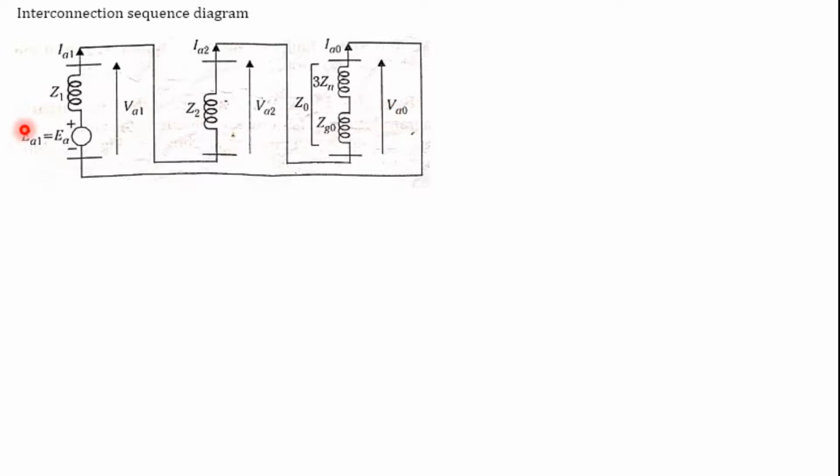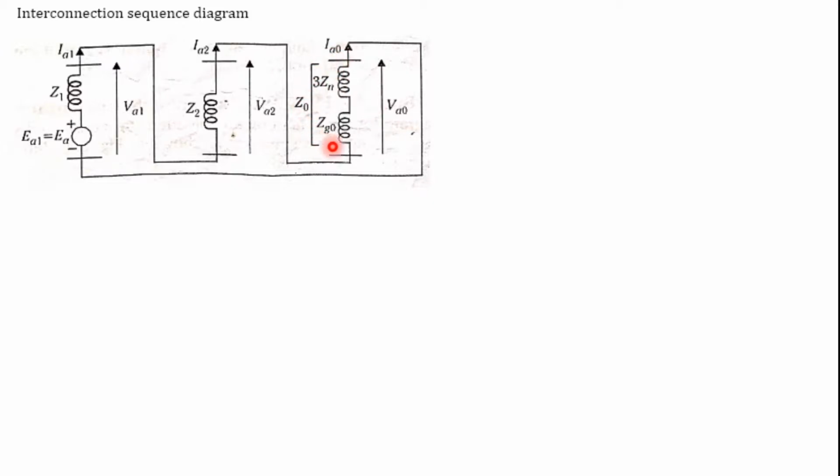So we can here see what VA1 is. VA1 is equal to, we already understood that it can be written as EA1 minus IA1 Z1. Similarly for VA2 it is minus IA2 Z2, and for VA0 it is minus IA0 Z0. So write this: what is VA1? It is EA1 and Z1. The current is IA1. Similarly for VA2 it is Z2 and IA2. Similarly for VA0 it is Z0 and IA0.